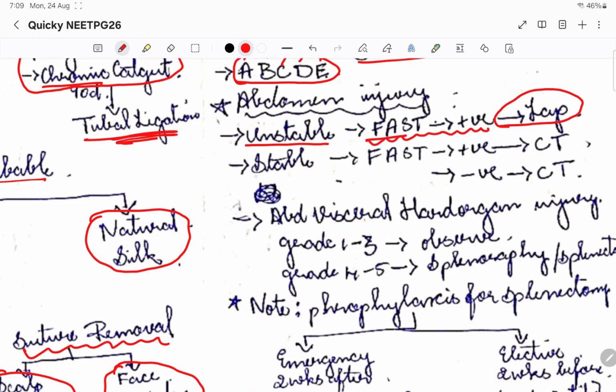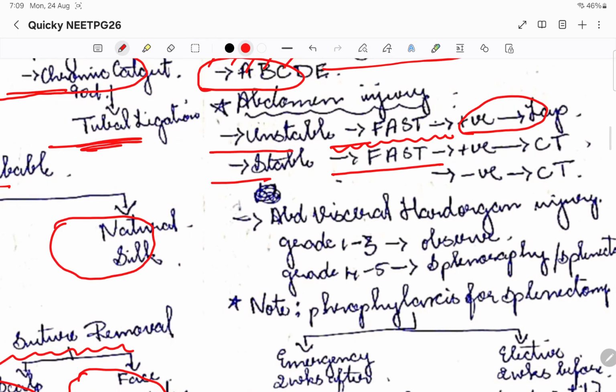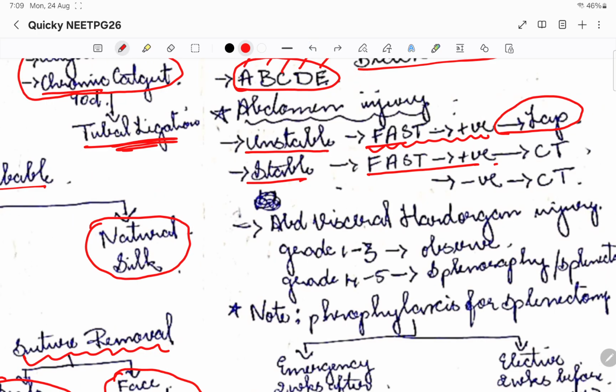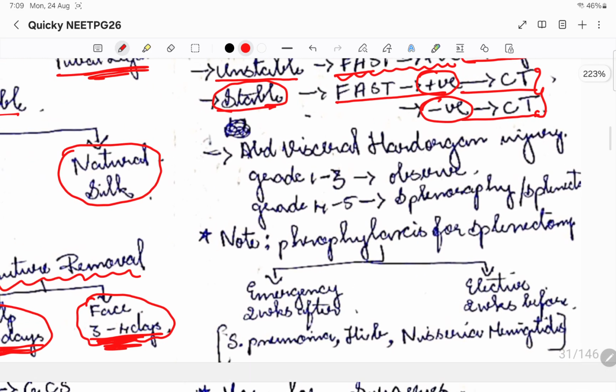Whereas in stable patients, we'll go for FAST first and then we'll go for CT. If the FAST is positive, they will go for CT, and if the FAST is negative, also we'll go for CT. If he's a stable patient, this is the investigation of choice in an abdominal trauma. Remember that. Then some important points in abdominal viscera or hard organ injury: this is a general thing I'm telling you. We grade the injuries from grade 1 to grade 3, right?